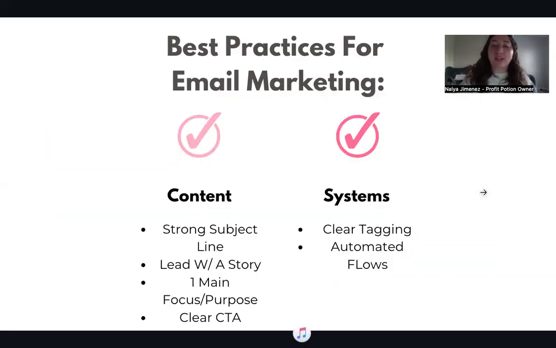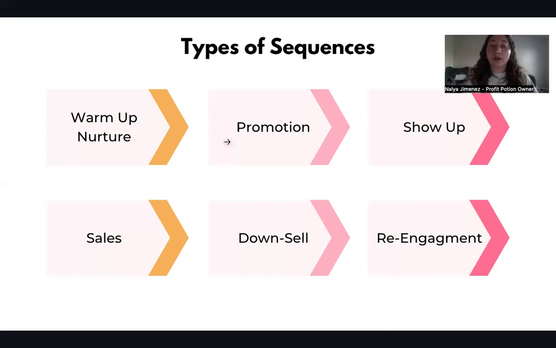Whew, best practices for email marketing. For content, for the actual emails, you want to have a strong subject line. You want to lean with a story. You want to have one main focus or purpose of the email, and you want to have a clear CTA. For systems, you just want to make sure you have clear tagging. So if we go back, the people who signed up for the freebie, but maybe they didn't sign up for the webinar, that means they wouldn't get certain things. You just want to make sure everything is very clear.